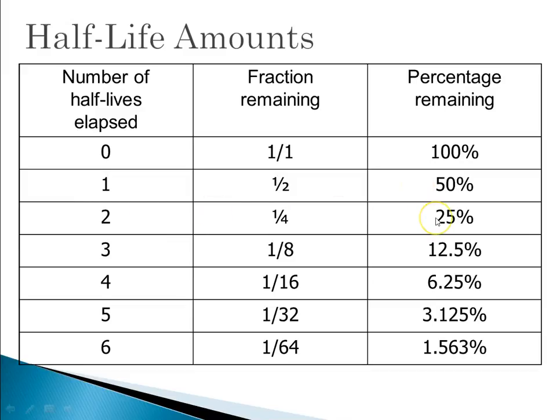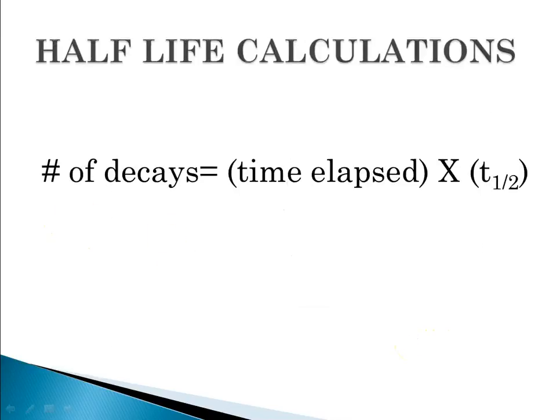After two, half of that, so 25%. After three, 12.5, and so on. So each time a half-life takes place, you're dividing by 2. So another thing to think about is, using this equation, the number of decays that occur is equal to the time elapsed divided by the half-life amount.